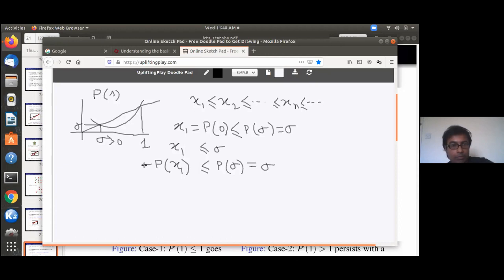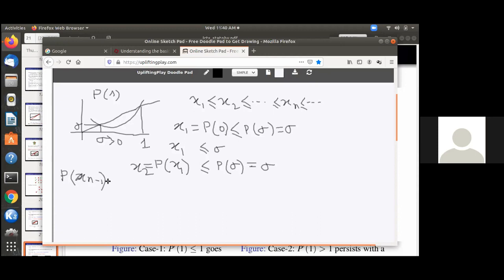Now what is p of x1? This is x2, because there was a recursive relation that p of x_{n-1} equals x_n, right? So this is x2. So x2 again is less than or equal to sigma, and if you just keep on operating, and so on and so forth, all the xn's must be less than or equal to sigma, and they have a limit. So this sequence, the probability of extinction at any generation, is bounded by sigma now. Okay. Yeah, so that's why.